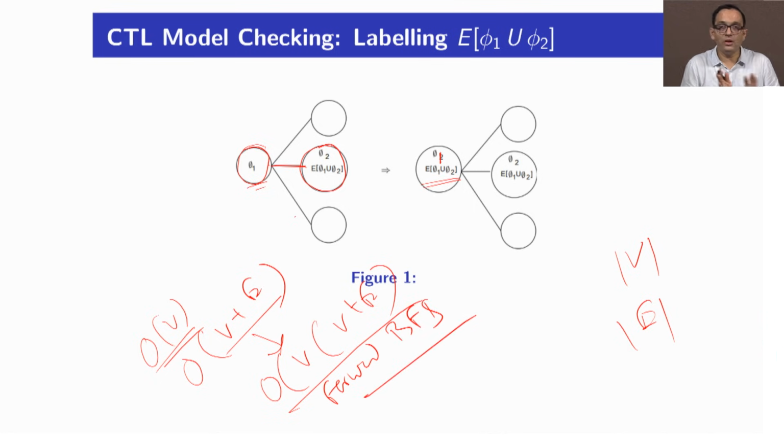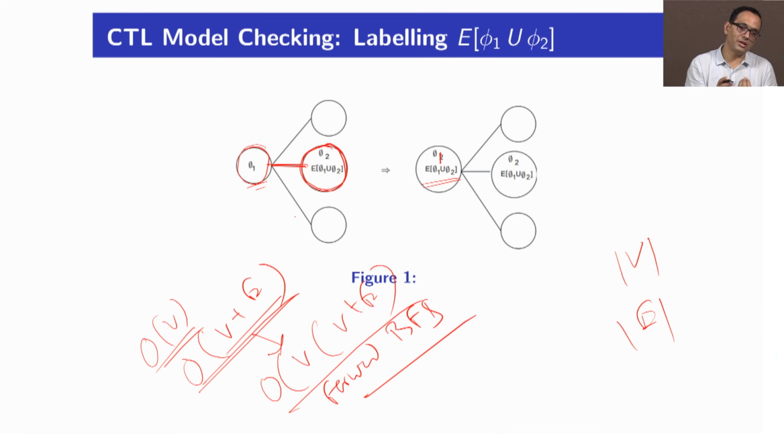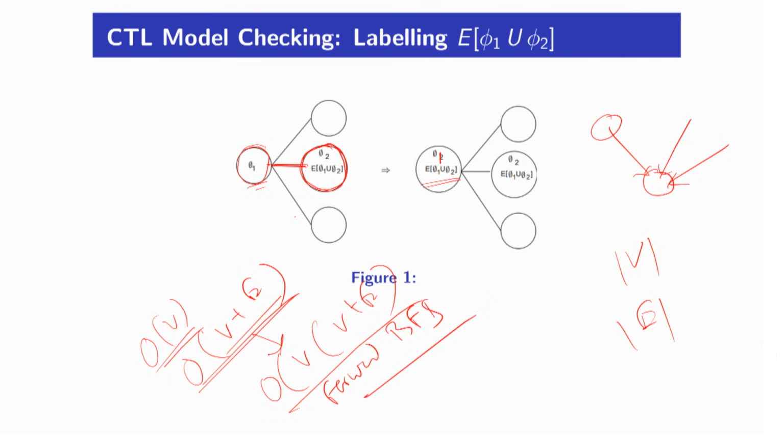But if I do backward BFS, then I don't need to do this V plus E every time. I will explain that, and it is very interesting to note. I start with the node where phi 2 holds, or rather E phi 1 until phi 2 holds, and then I only go backward, because from this node I can go to all its previous nodes. If I am in a node like this, it can have 3 previous nodes, not successors but previous nodes, and if that node has phi 1, I will mark it with E phi 1 until phi 2.